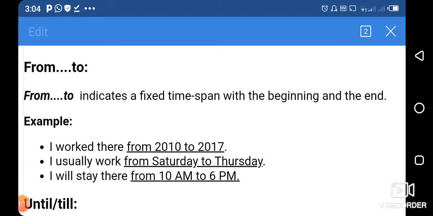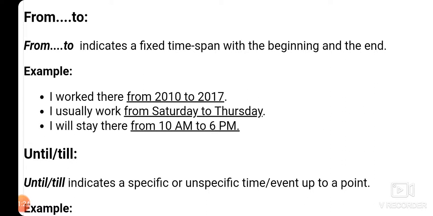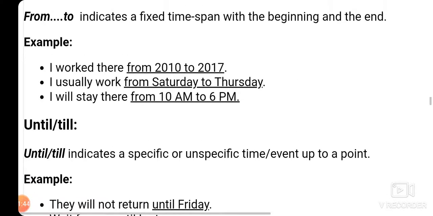So the first preposition of time that we are going to discuss is from to. From to indicates a fixed time with beginning and end. In other words, we use from and to as prepositions in a sentence when we talk about the whole duration of any activity. For example, I worked there from 2010 to 2017. So the whole duration between 2010 and 2017 is given by using from and to.